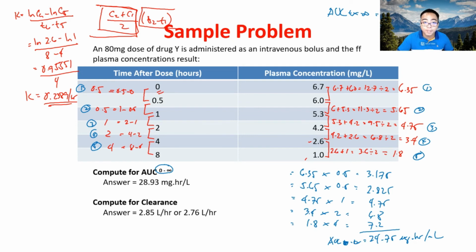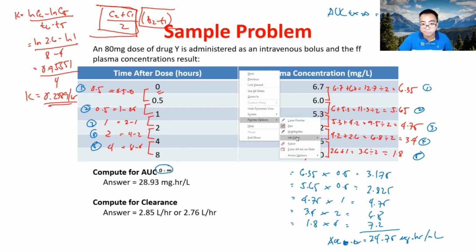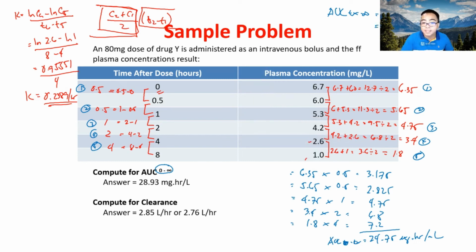Now, let's compute for AUC from Tx to infinite time. What's our Cx? It's 1. 1 divided by 0.2389 per hour. So 1 divided by that answer, and you get 4.1862 microgram hour per ml. Okay, this is the AUC from Tx to infinite time.